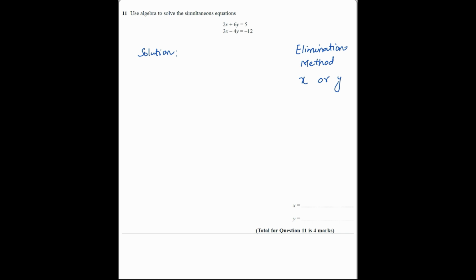So if we eliminate x, we have to make the coefficient of x same in both equations. So how can we do it? First you have to rewrite the equations as they are, and then after writing both equations, we have to multiply the first equation by 3 on both sides and the second equation by 2 on both sides.